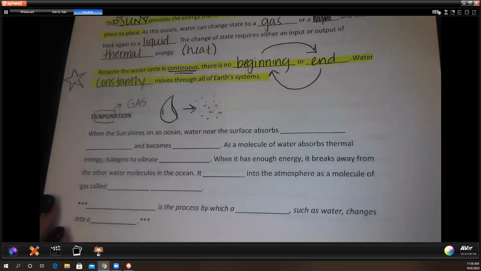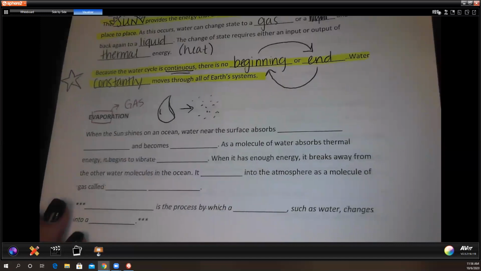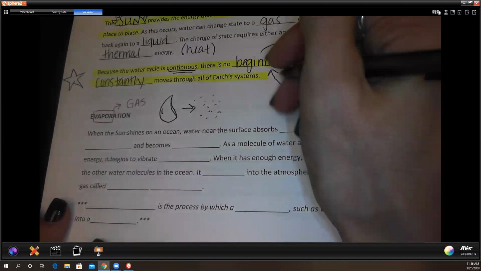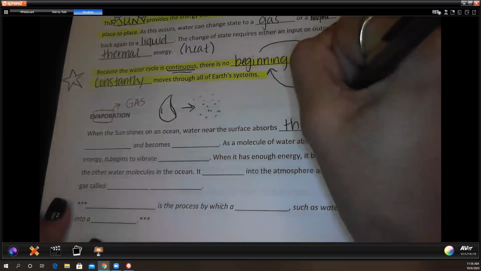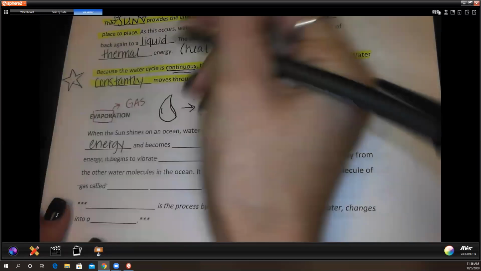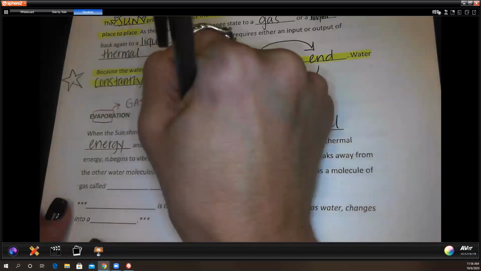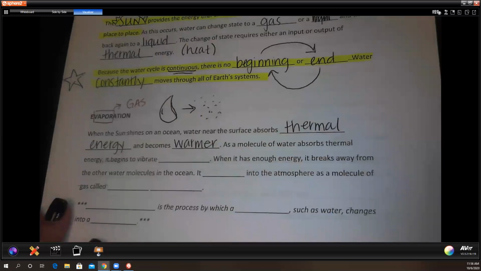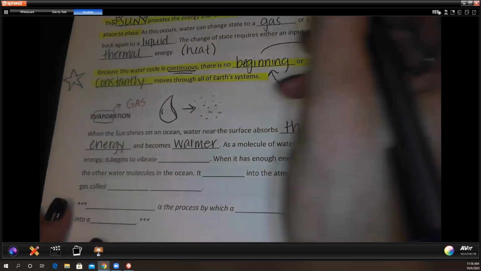When the sun shines on an ocean, water near the surface absorbs, call it out. What should I write? It absorbs thermal energy. Perfect. Thermal energy and becomes warmer. As a molecule of water absorbs thermal energy, it begins to vibrate.